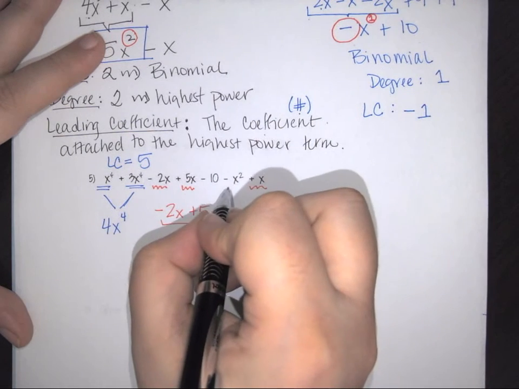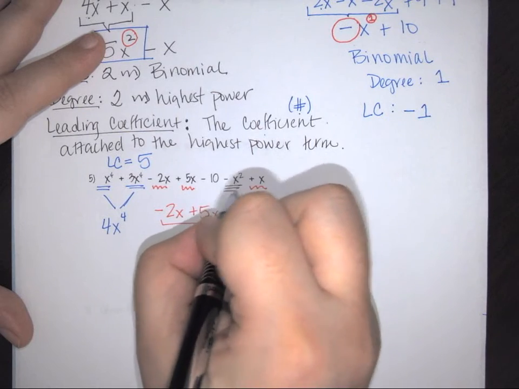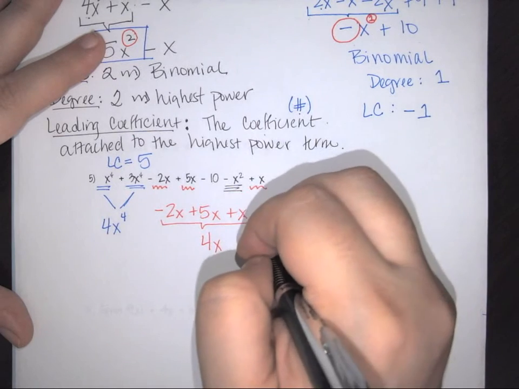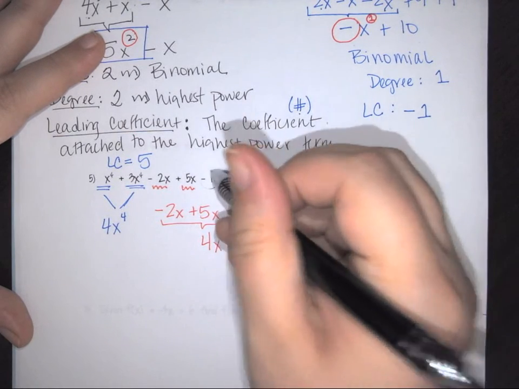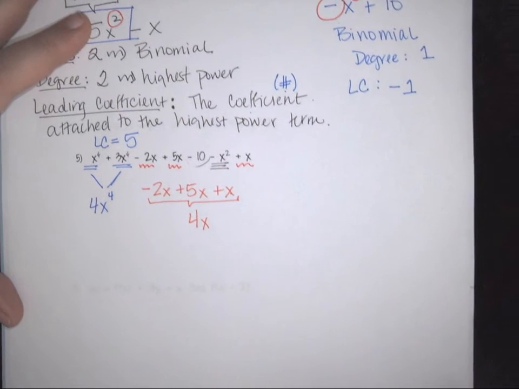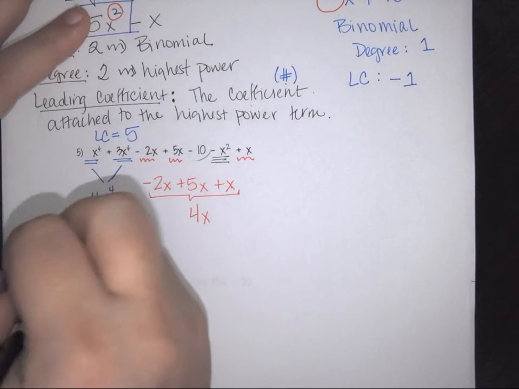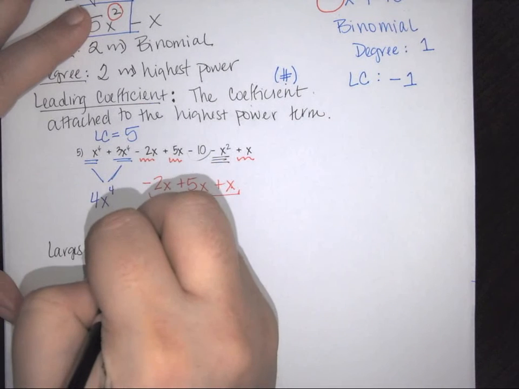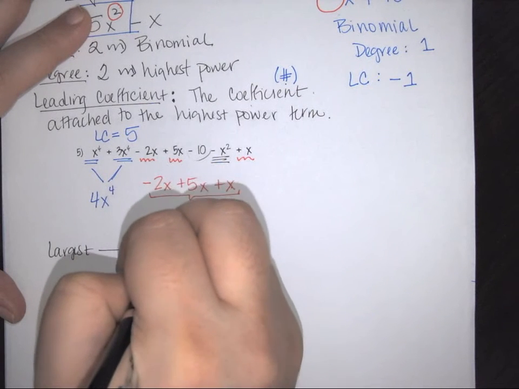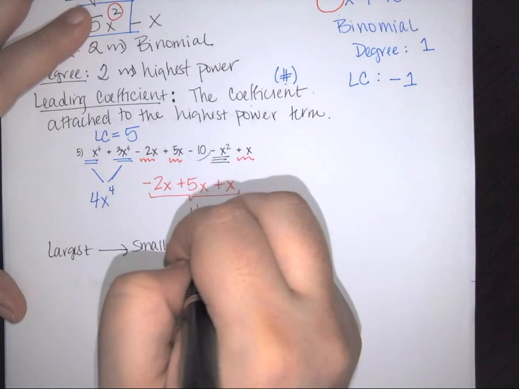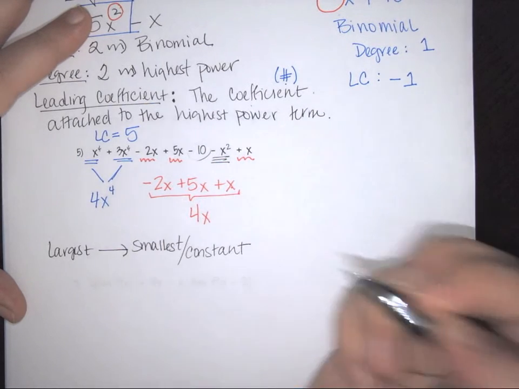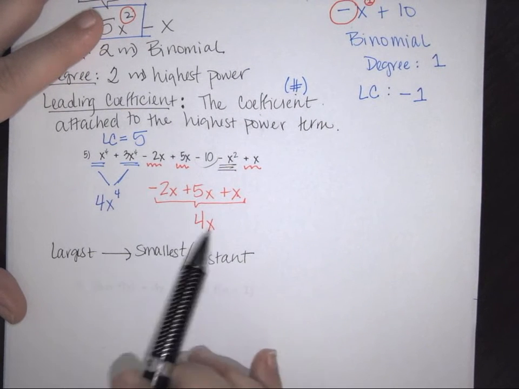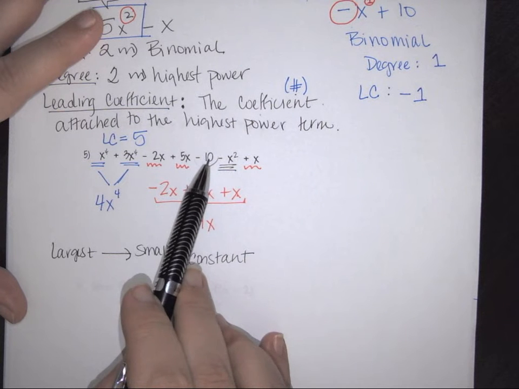I then have this x squared, but there's no other x squared terms. So I just have the negative x squared, and then I have this negative 10. So I need to write them in descending order. So I need to go largest down to my smallest and or constant term. So this is talking about powers. So I have power of 4, power of 1, power of 2, power of nothing.